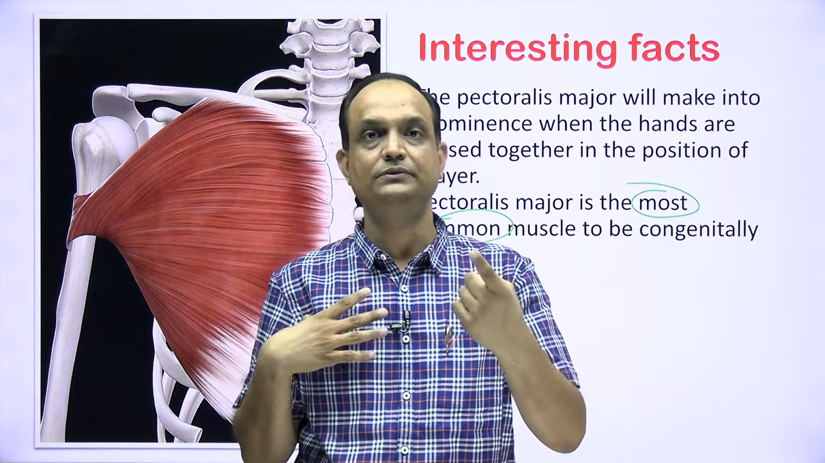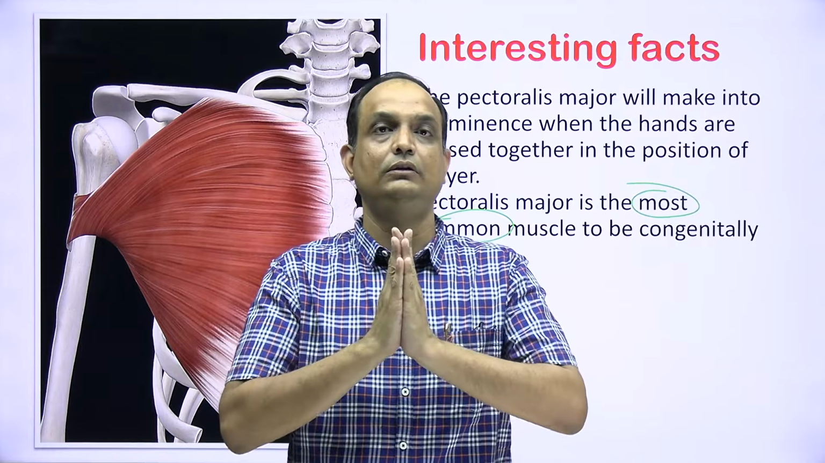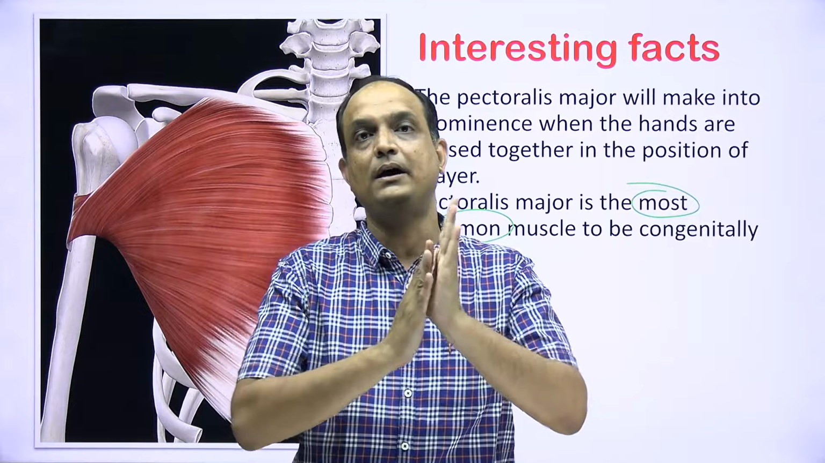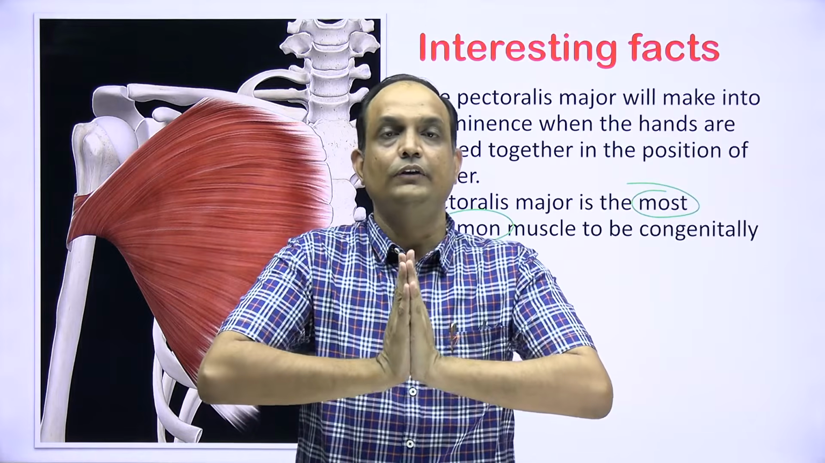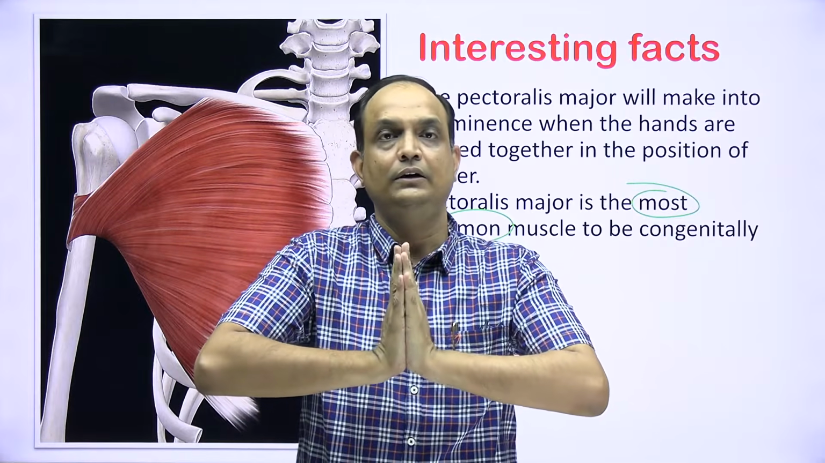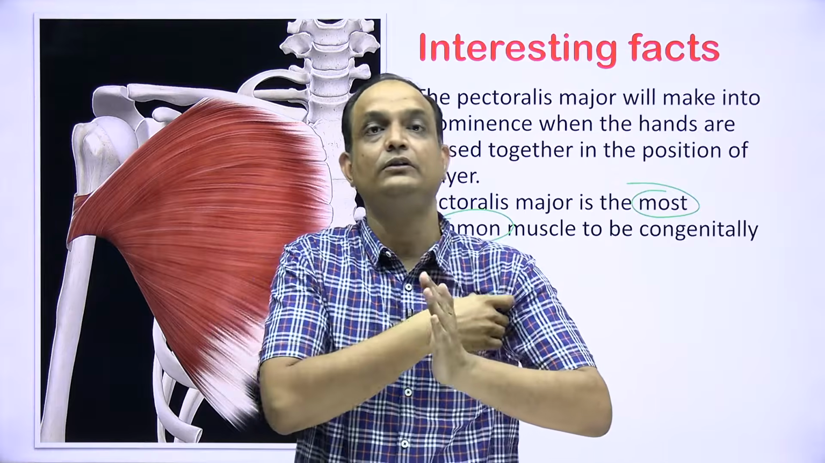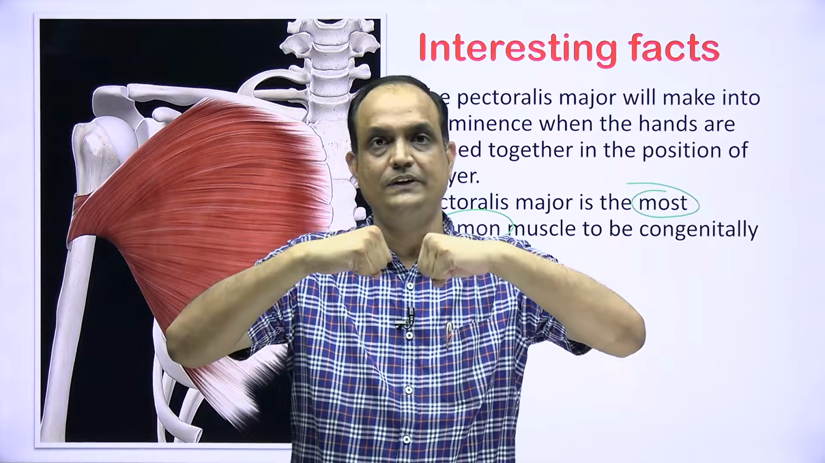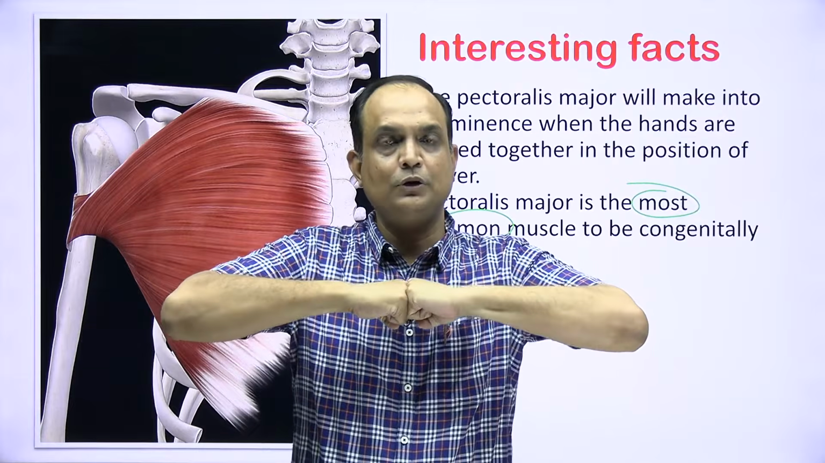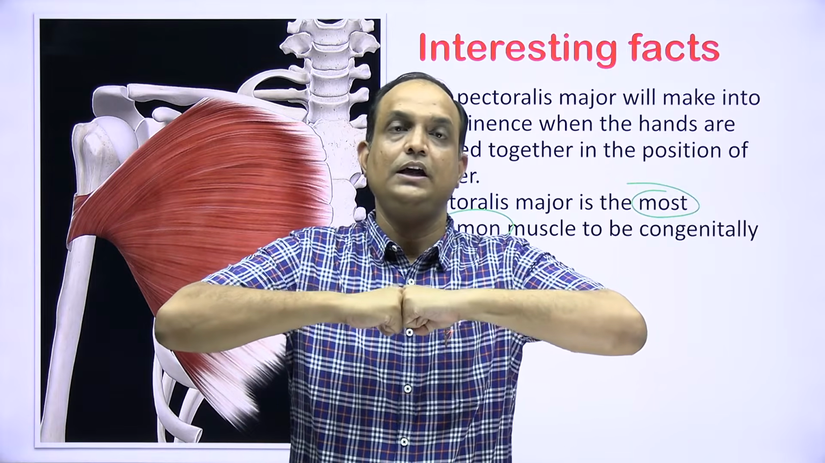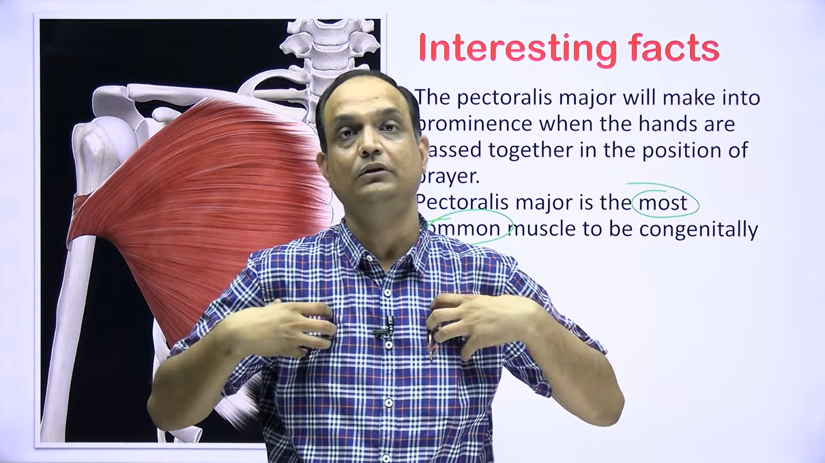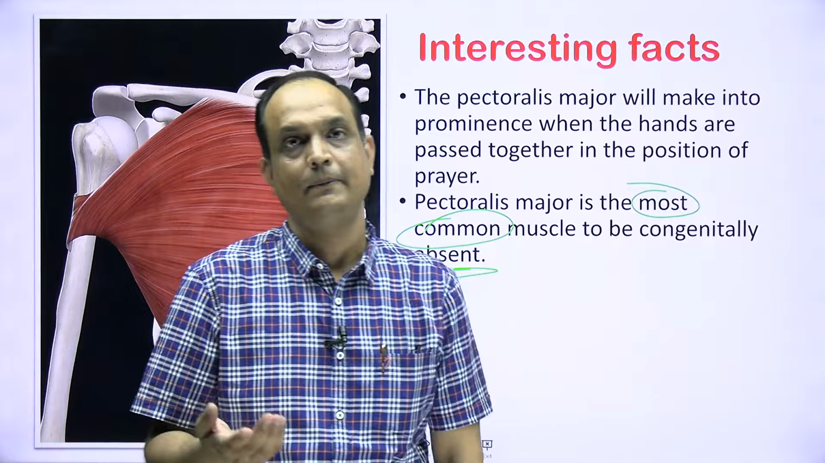So there are two ways. One is you hold your upper limb in a prayer position and press both your palms against each other. Now when you do this kind of movement, you will realize that your pectoralis major becomes prominent. Or the second way is that you can make a fist and then press both fists against each other. In both ways, you will realize that you are able to make your pectoralis major prominent.